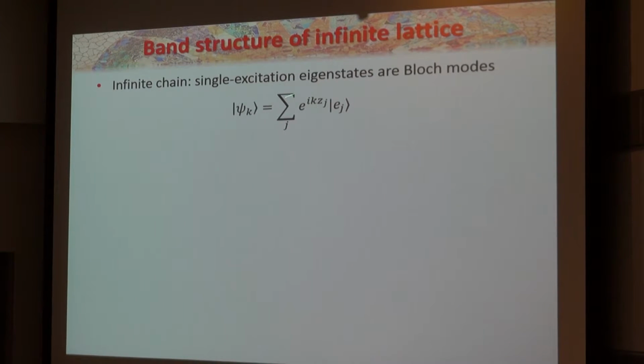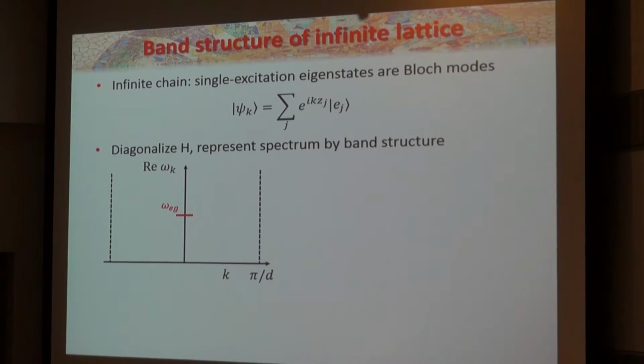So an eigenstate is going to be some superposition of atom j being excited with a relative phase of e to the i k z. What I can do is diagonalize the Hamiltonian given these Bloch modes, and I can represent the spectrum by a Bloch band structure. Let me just draw out the axes first. Again, this Hamiltonian is complex, so there's going to be a real part of the energy and an imaginary part. Let me just plot the real part for now.